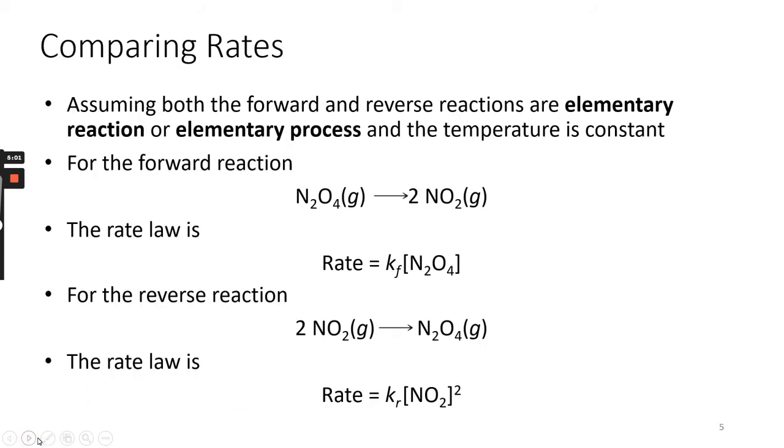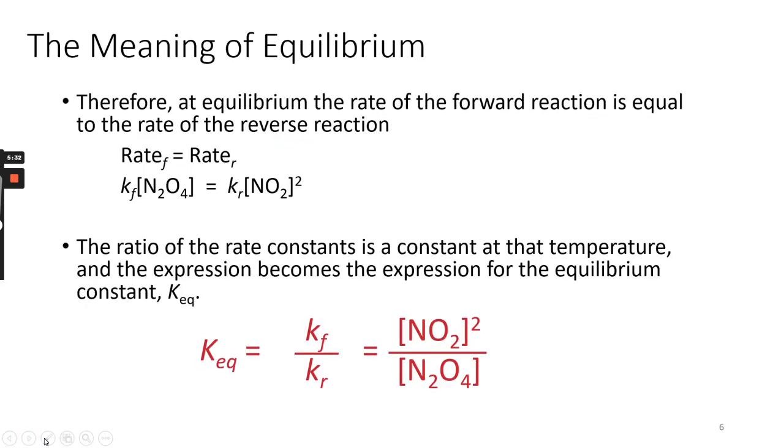So when we're in equilibrium, we can compare our rate laws. First, we have to assume both the forward and the reverse reactions are elementary reactions, and the temperature is constant. For the forward reaction, we have this as our rate law, Kf meaning forward. For the reverse reaction, we have this as our rate law. Remember, because they are elementary reactions, we use the coefficients here as exponents. If you are at equilibrium, the rate of the forward must equal the rate of the reverse. So you could set your two rate laws equal to each other.